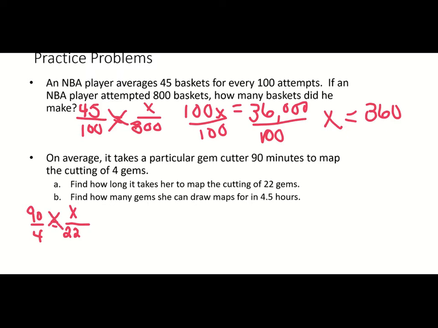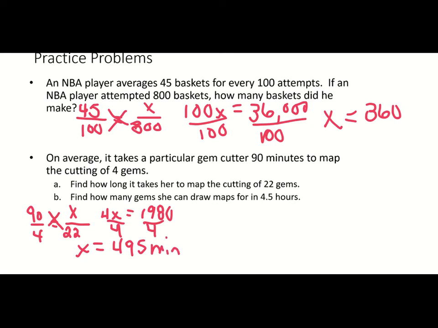So when we cross multiply, we will have 4x is equal to 90 times 22, which is 1,980. Divide by 4, and we're going to get x is equal to 495, and that will be minutes because that's what we were missing.